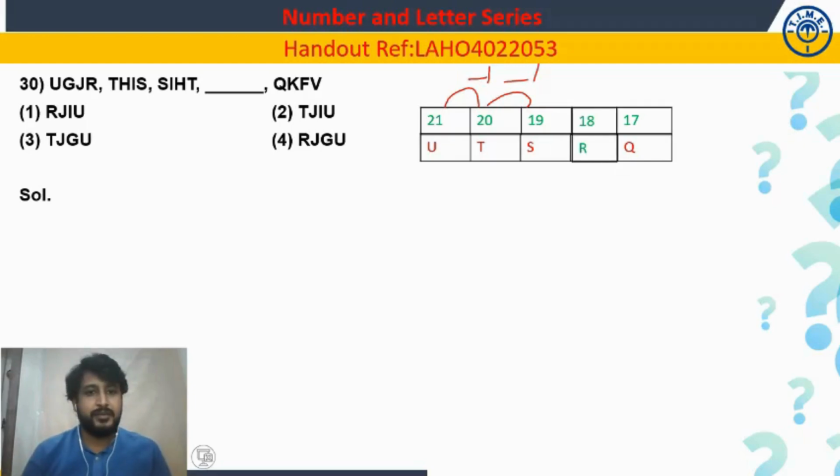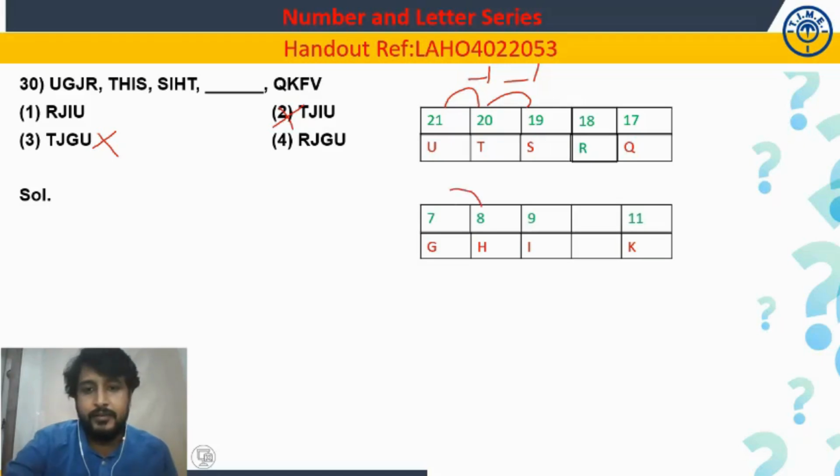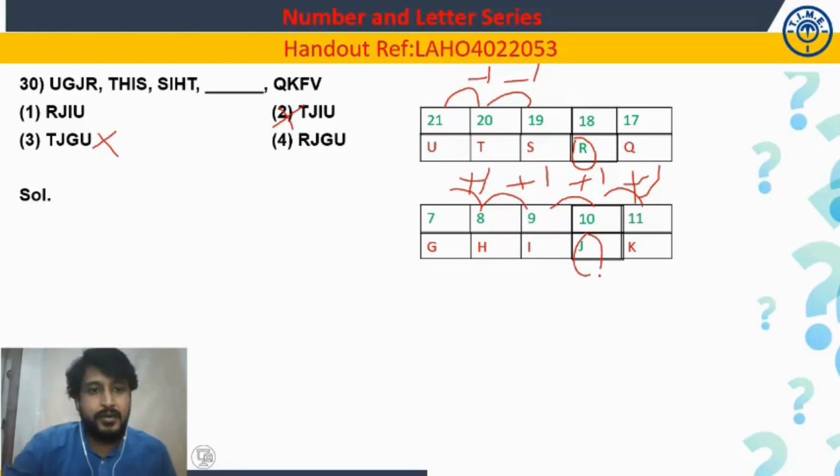R. Okay, my answer must start with R. So it cannot be the second option, it cannot be the third option. So first or fourth. Go with the second letters. G H I blank K. Write the place values. G is 7, H is 8, I is 9, blank, K is 11. So 7 and 8 plus 1, 8 and 9 plus 1, 9 plus 1, 10. 10 plus 1, 11. Perfectly matching. So 9 plus 1, 10. Which letter's place value is 10? J. So my answer should be R J. How many options are with R J? First option, fourth option. Still both are matching.